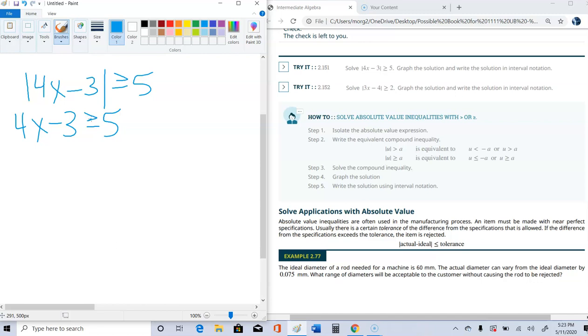Pretty much the same as an absolute value equation, your first inequality is what you're given without the absolute value symbol. Keyword: or. And then the second inequality would be 4x minus 3. To get the second linear inequality, you take the opposite of your symbol and your number. So the opposite of greater than or equal to is less than or equal to, and the opposite of 5 is negative 5.